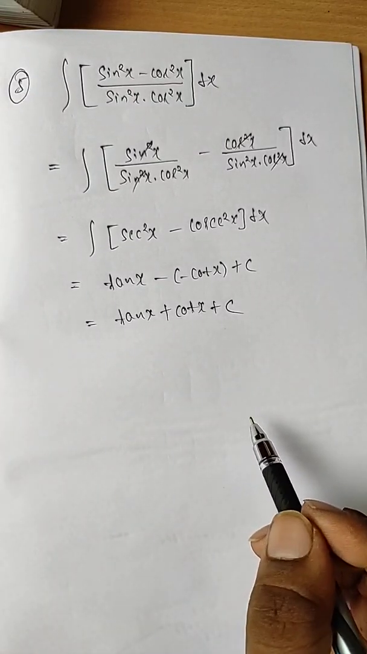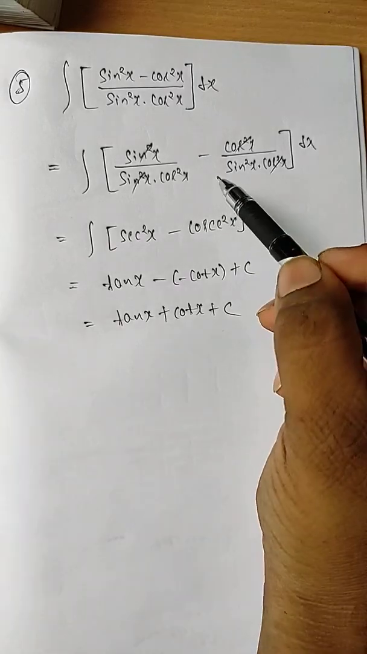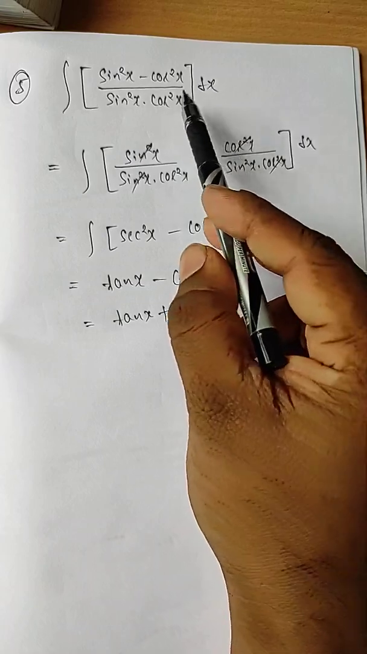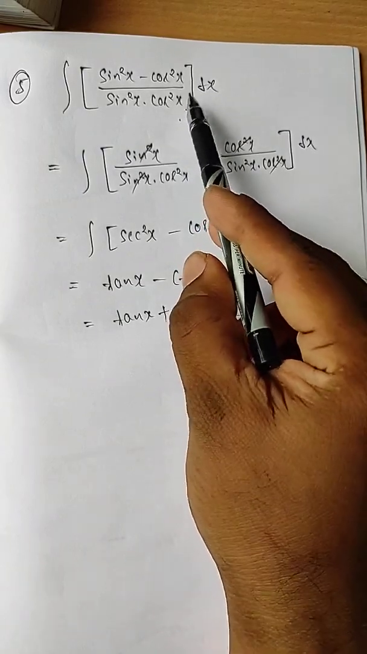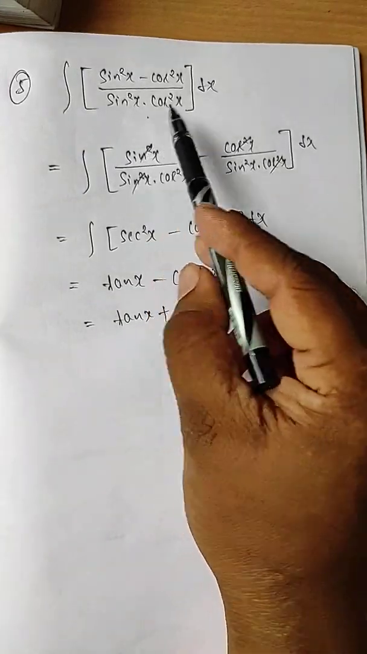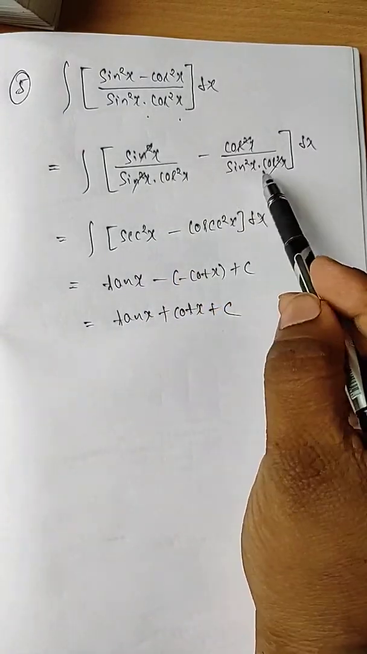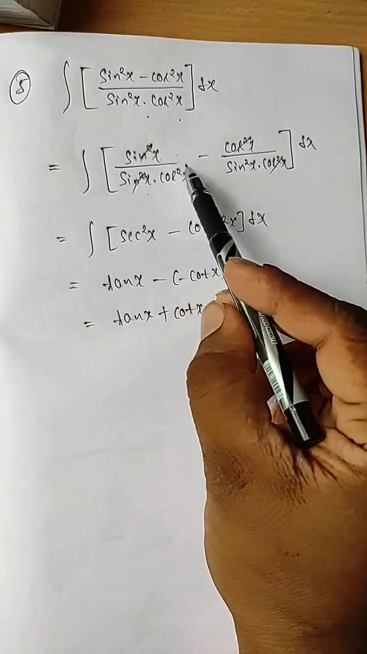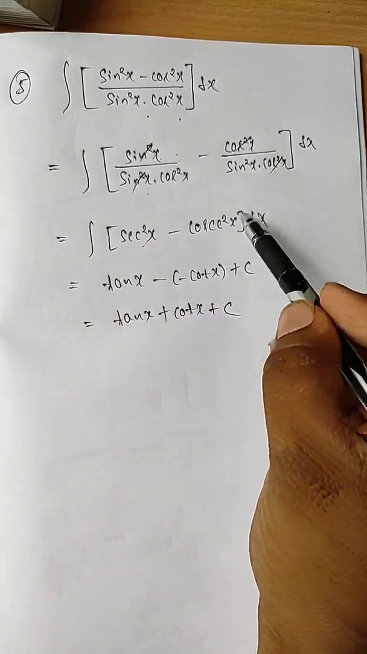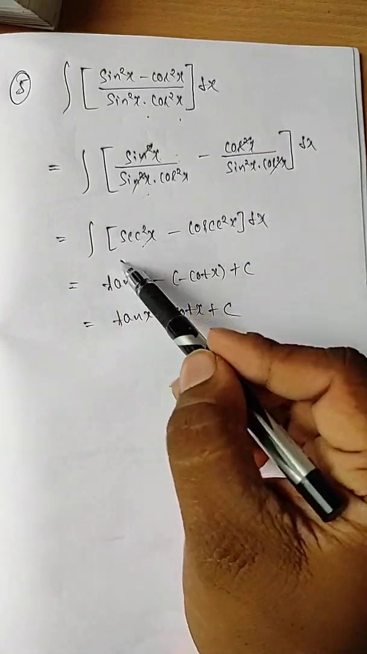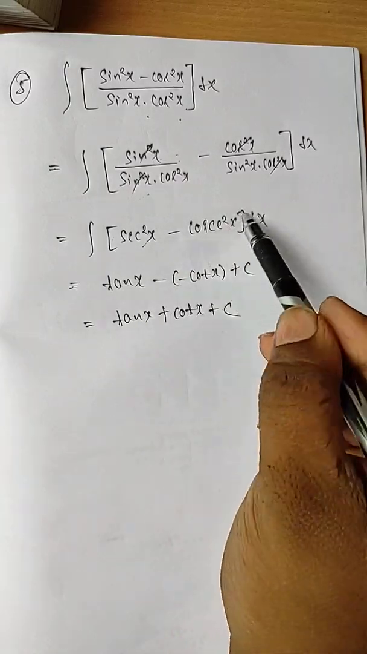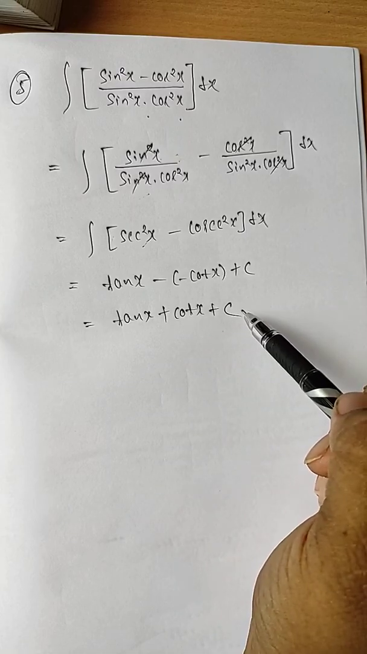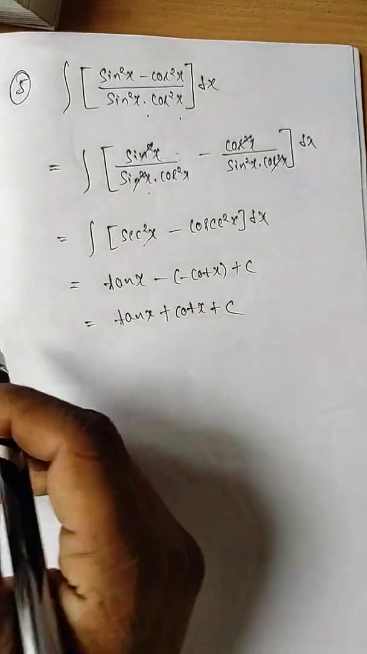Once again I am repeating, just listen here. There is no quotient rule of integration. If the numerator and denominator have the same function, divide the denominator to individual terms. Sin square x cancels, cos square x cancels, 1 by cos square x is secant square x, 1 by sin square x is cosecant square x. Now the integration of secant square x is tan x, the integration of cosecant square x is minus cot x, so sorry, plus cot x plus c. So this is the problem. Is it clear?